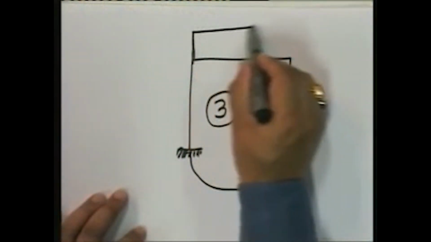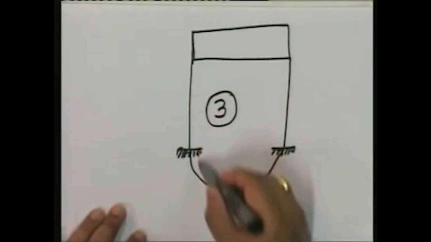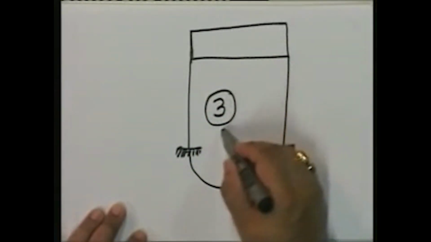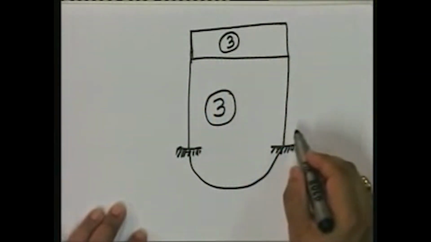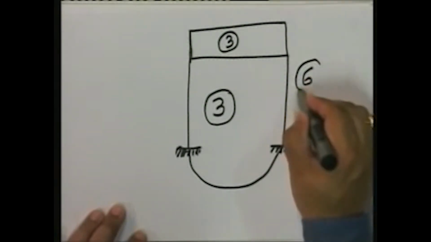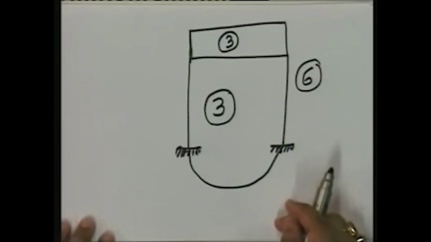What happens if I put another story on top of it? Well, think about it. How many rings do you have in this structure? You have one ring here and a second ring here. So each ring has 3 degrees of indeterminacy. So a 2-story single bay frame has how many degrees of indeterminacy? 6. Simple, isn't it?